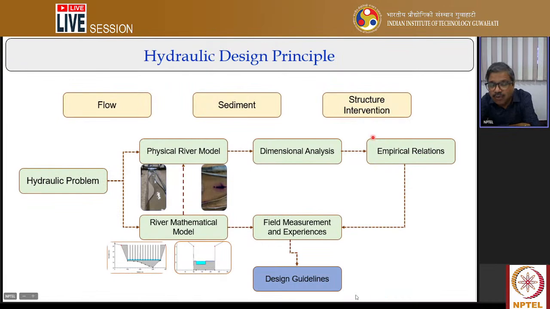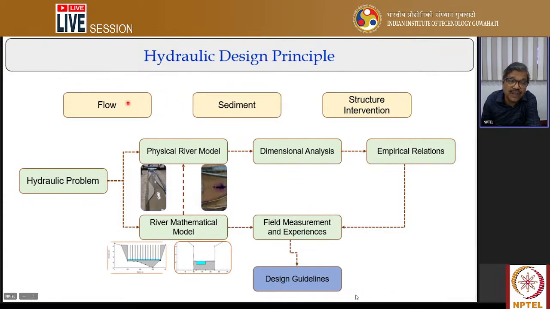Here we talk about how you prepare the design guidelines. We first identify the hydraulic problems, like scour estimation, or deriving design guidelines for scour protection or scour hole depth estimation. So first we look at physical models and river models, do a dimensional analysis, then develop an empirical relationship, and you also use river-level field measurement experience. Based on all this knowledge, we prepare design guidelines.